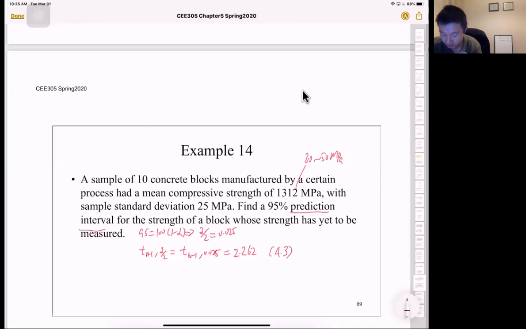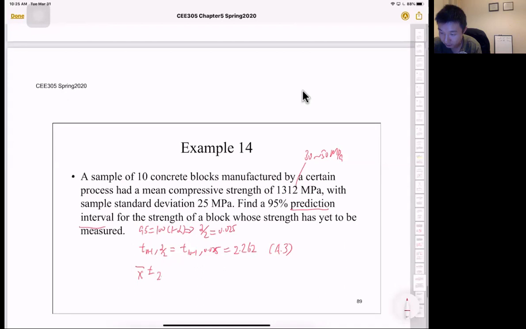Then based on the equation, the t-value 2.262 times S, plus or minus. Here n is 10, the sample standard deviation is 25, and the sample mean is 1312. So we can calculate the prediction interval.